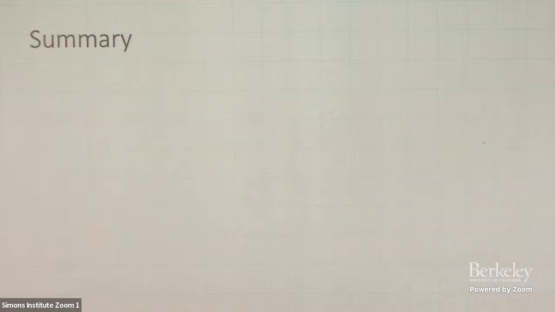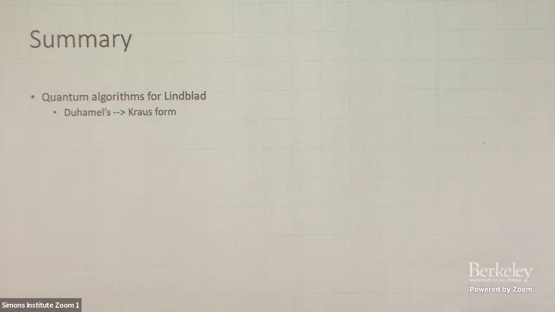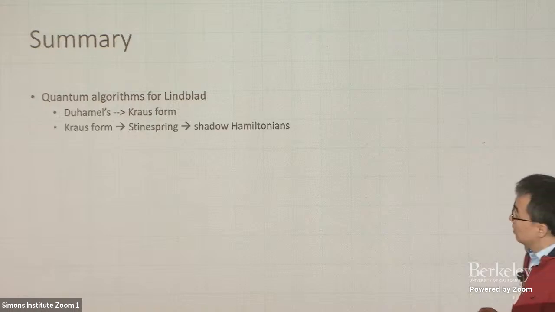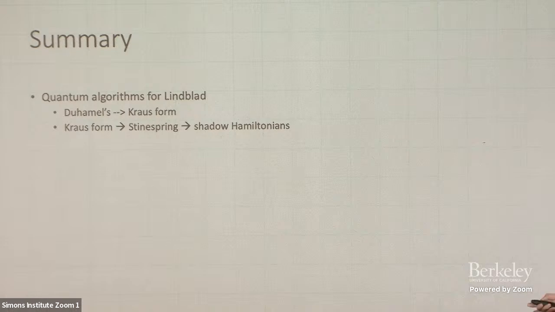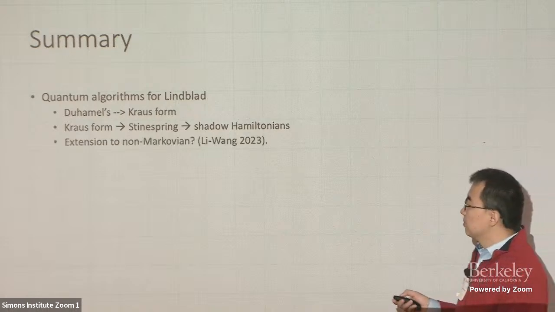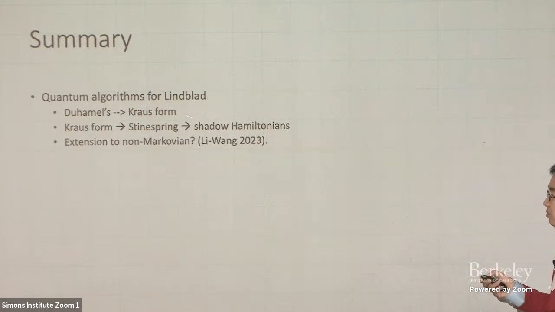So I think this is a good place to summarize and close my talk. My talk has been mainly focused on quantum algorithms, and I shared our ideas of using Duhamel's principle together with the Kraus form and then implementing the Kraus form in the quantum algorithm. The other approach went from the Kraus form to the Stinespring dilation and then determined the shadow Hamiltonian.